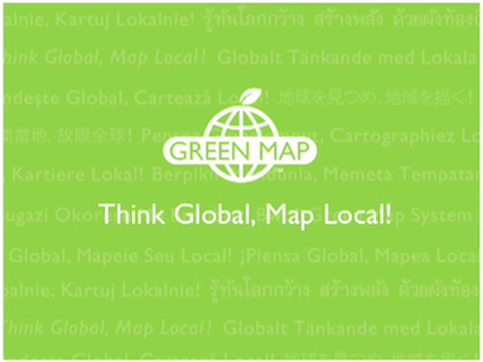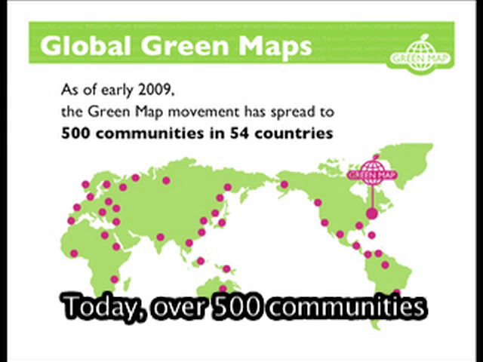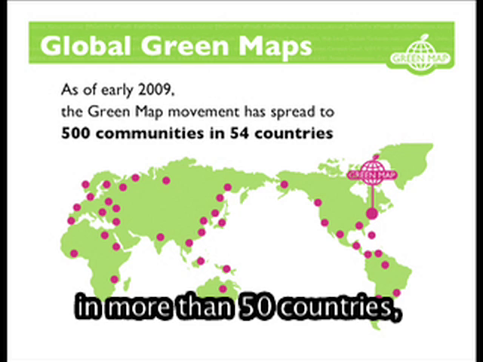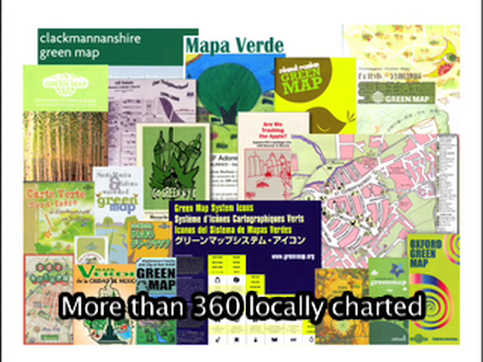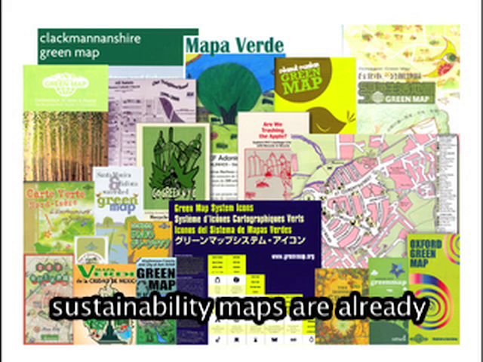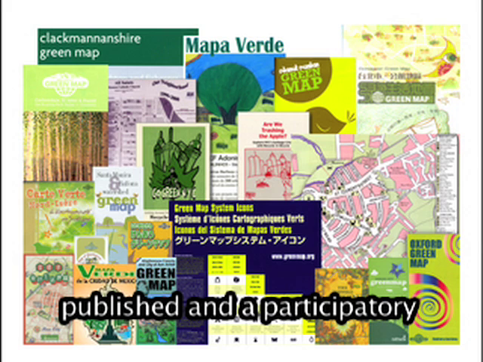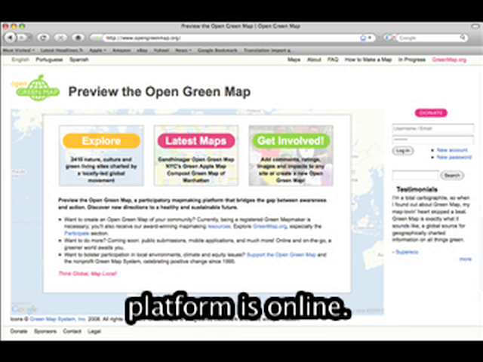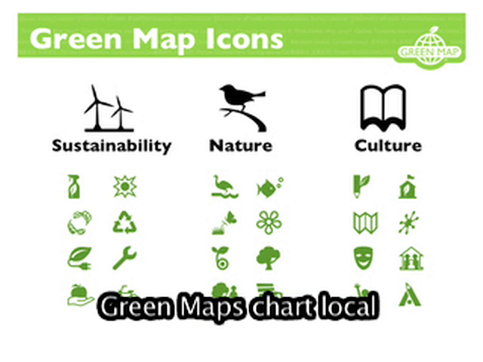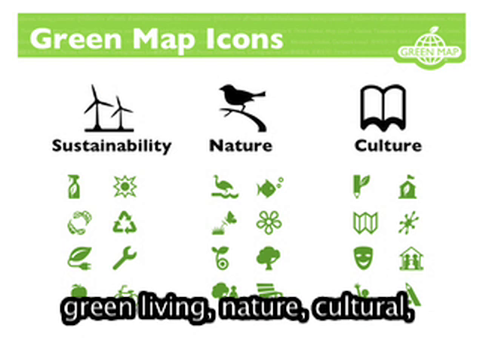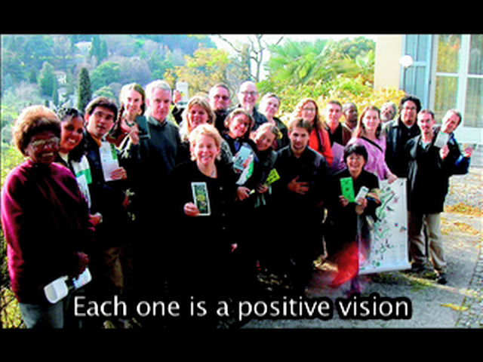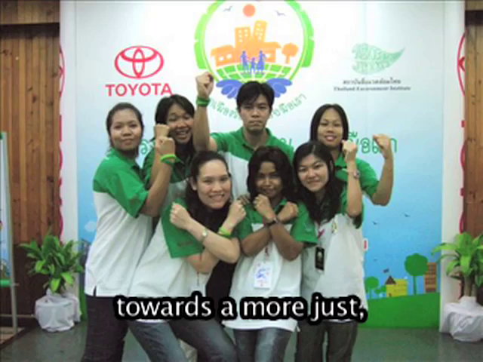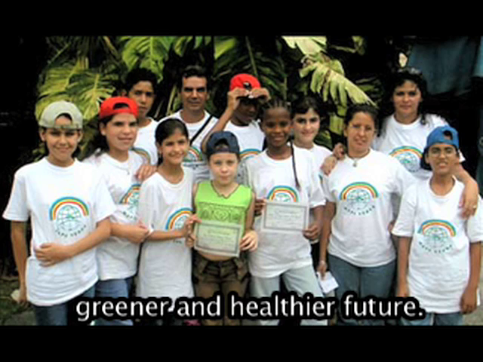Think global, map local. Today, over 500 communities in more than 50 countries are part of the vibrant Green Map movement. More than 360 locally charted sustainability maps are already published, and a participatory platform is online. Green maps chart local green living, nature, cultural, and social sites. Each one is a positive vision of a community making progress towards a more just, greener, and healthier future.